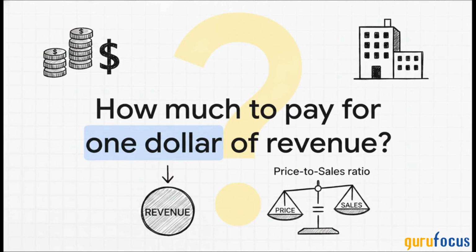Let's dive into this. The ultimate starting point for our whole investigation today boils down to one simple question. How much are investors actually willing to pay for one single dollar of revenue? Think about it. When you buy a stock, you're buying a living, breathing slice of a business. And before that business can generate a single dime of profit, it has to generate revenue. This question right here sits at the absolute heart of the price to sales, or P/S ratio.